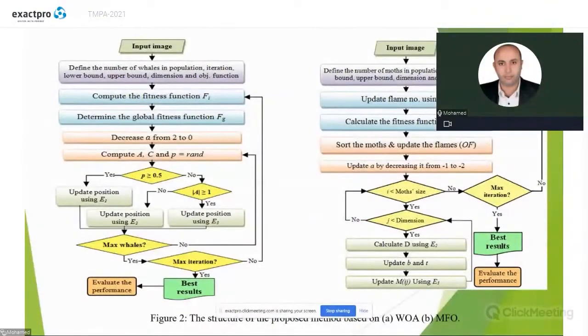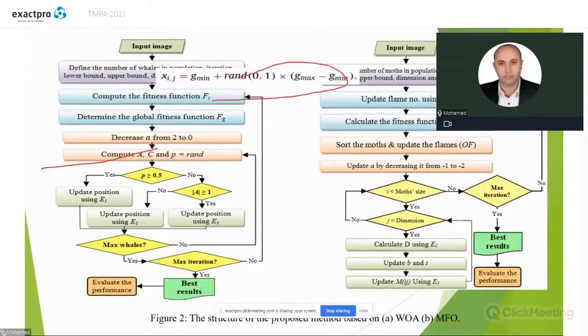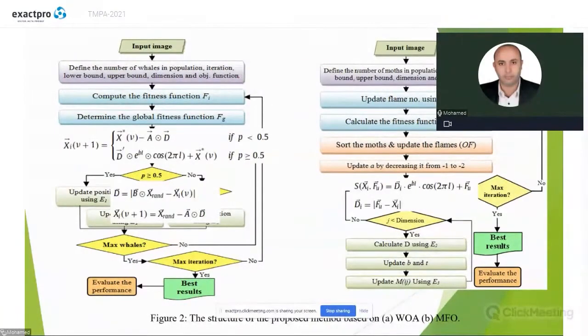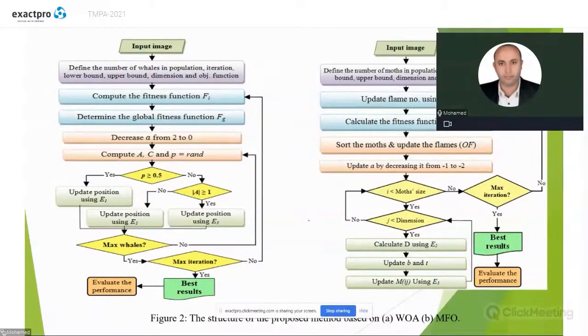Here is the flowchart of our algorithms and how they can be used to find the optimal thresholding values. First of all, we generated the population according to these equations. After that, we computed the fitness function and updated the solution using the operators or equations of each algorithm. After that, we repeated this until we found the optimal solution and satisfied the end condition.